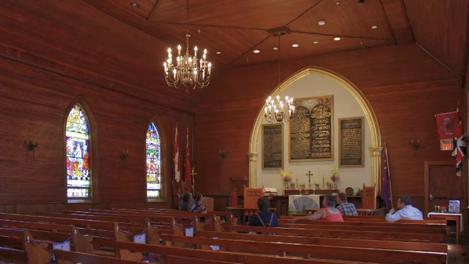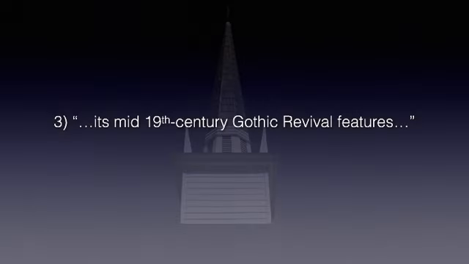It was also changed in 1869. And those changes are much easier to understand. And they relate to the next feature singled out by Parks Canada that I want to focus on. That is what they call its mid-19th century Gothic revival features. So mid-19th century, 1869 to be exact, Gothic revival features added to this meeting house. So why did that happen?